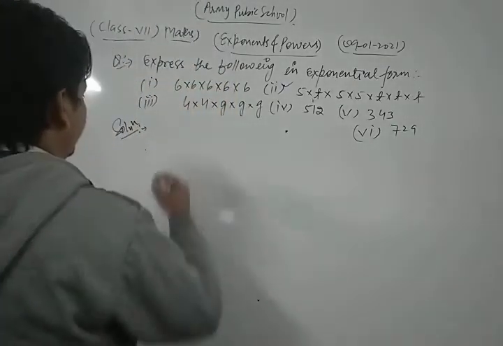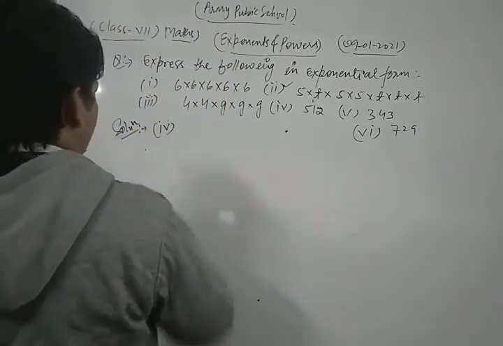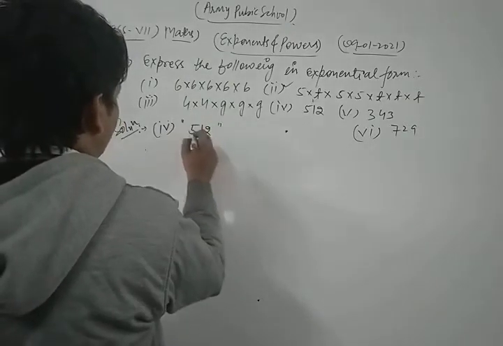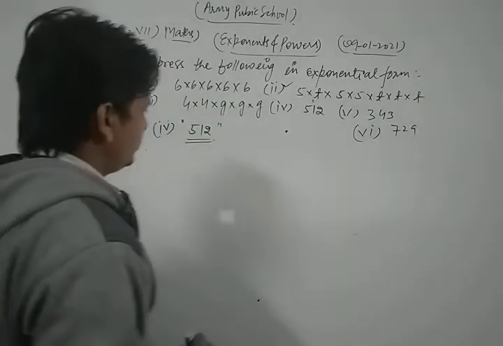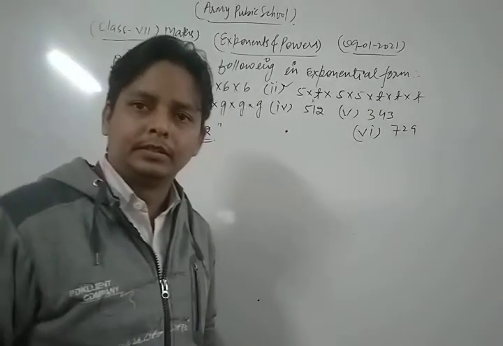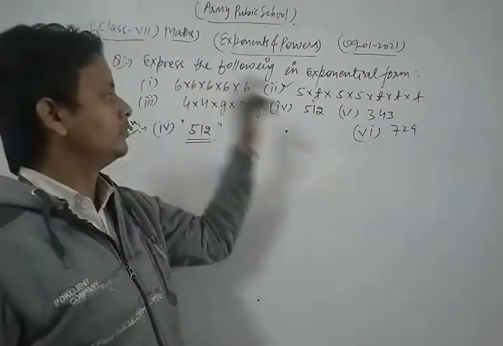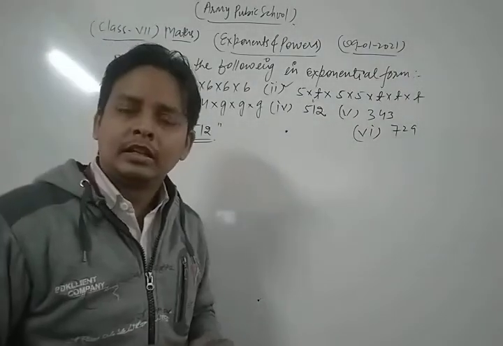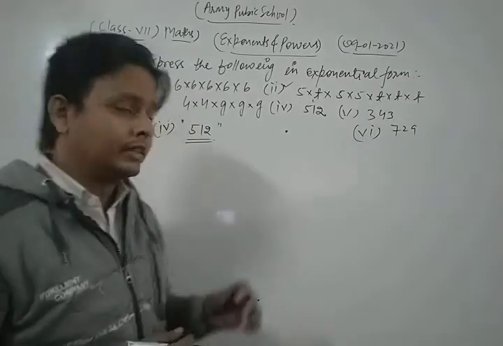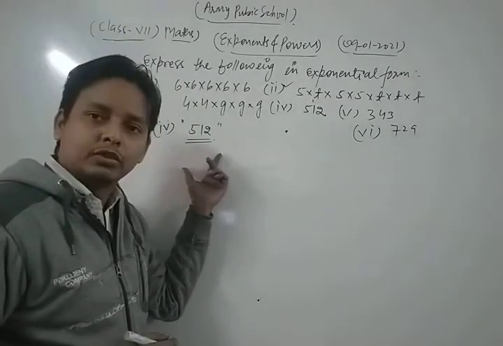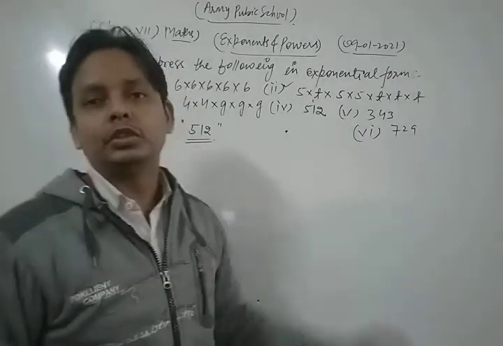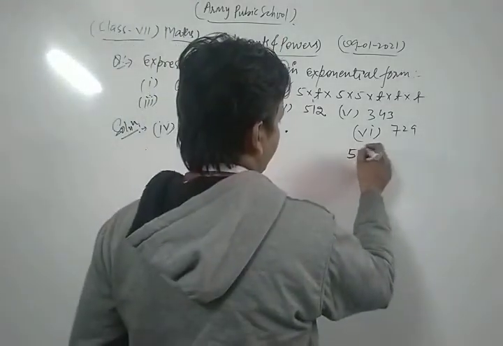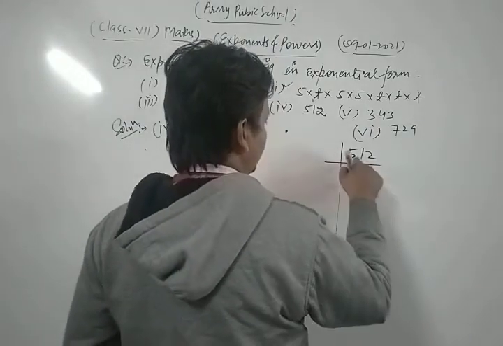Let's see the next part of this, the 4th part of this question, which is 512. Okay, let's see. Dear friends, we have to represent this in exponential form. So first of all, in that type of question we do prime factorization.